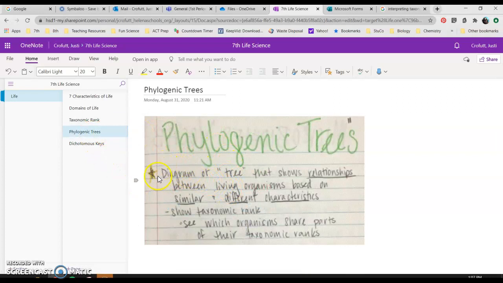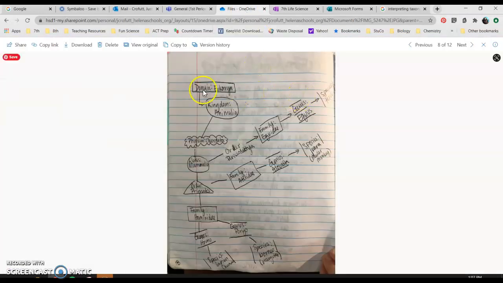So when we think about a phylogenetic tree, it's really kind of like a fancy biology family tree. It's really not that complicated, except we have some different vocab that we're using. So let me just show you a picture of an example of a phylogenetic tree that I just drew up. It's not the most neat and organized thing, but this is an example.